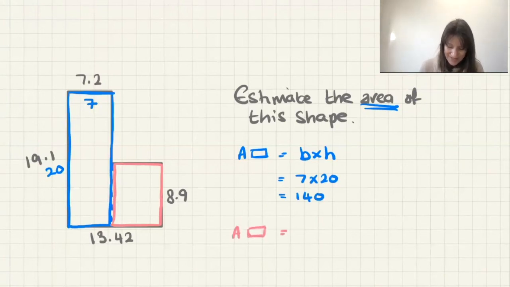Now I need this edge and this edge in order to work out the area of that rectangle. Okay, so this edge is going to round to 9. That's nice and easy, but this edge is obviously missing. It's not even there. So I've got to use this information to help me.